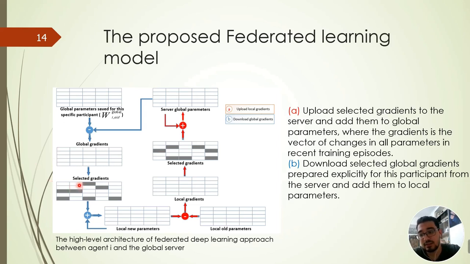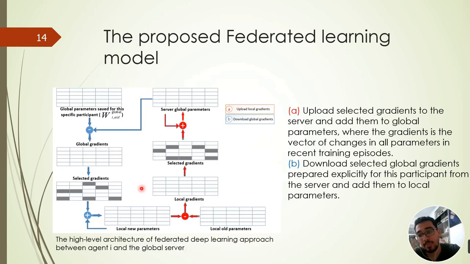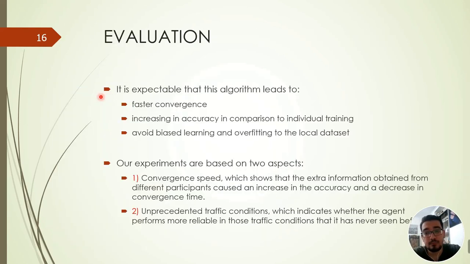Select a fraction and send the selected gradients to the participants. And in the last step, the server has to update this parameter. This parameter will be used for the next download request from this specific participant, which is this parameter. Okay, that was all about the algorithms.